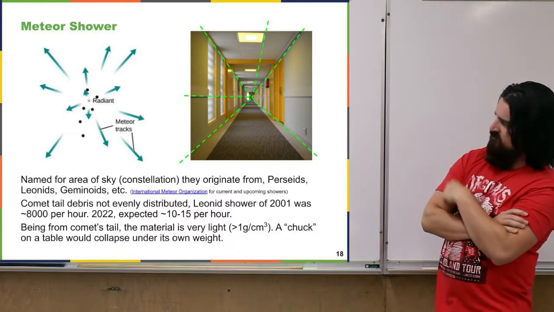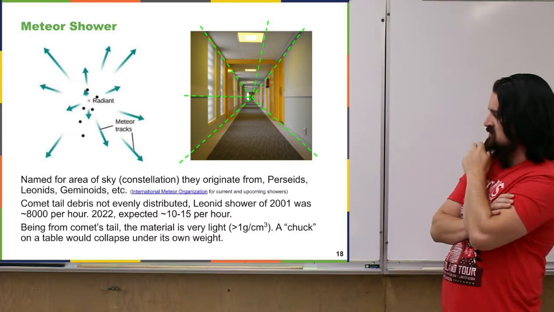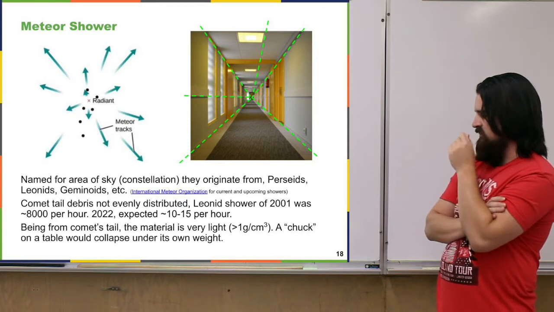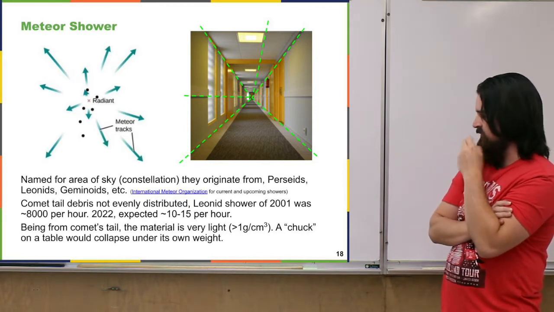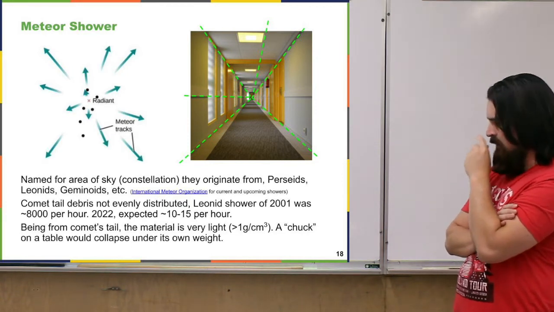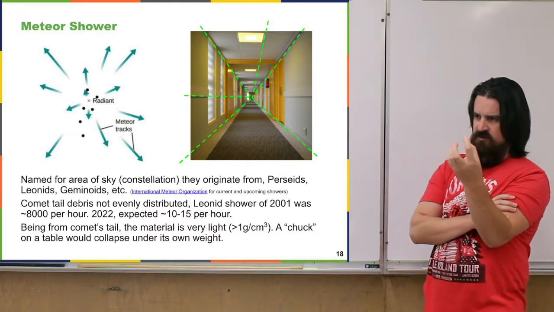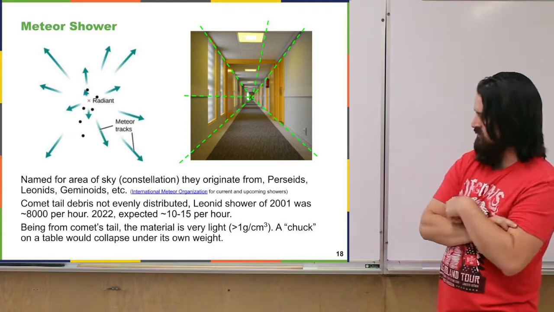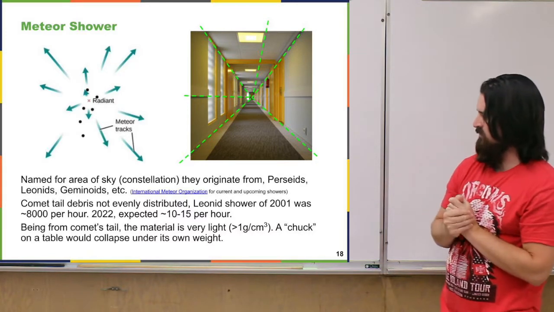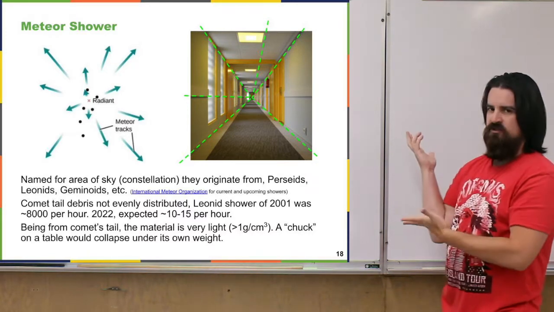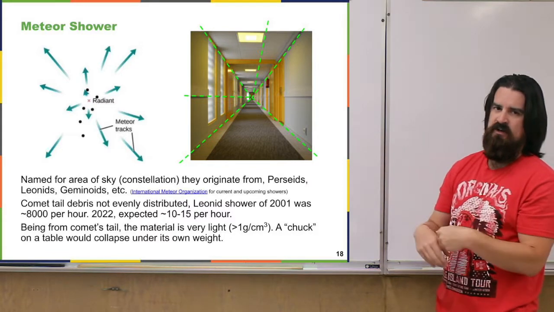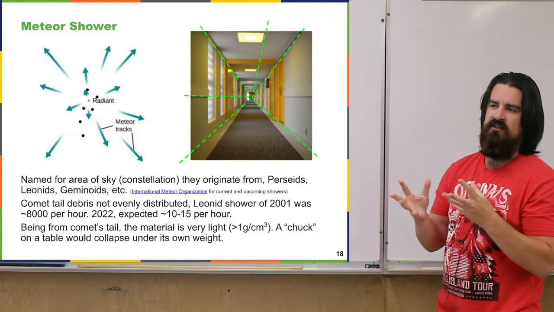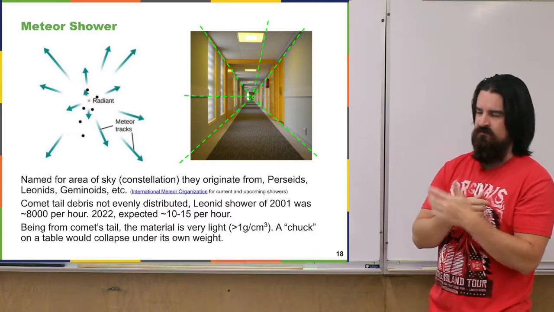So the material that actually makes up these meteors, being from a comet's tail, is very light material, not very dense, less than a gram per cubic centimeter. If you were to have a chunk of this material and put it on a table, it would just collapse under its own weight. It's a very light, fluffy material, which is also why none of that meteor shower stuff actually makes it to the ground. That's all little dust from comets' tails, way too light and insubstantial to actually make it through our atmosphere.